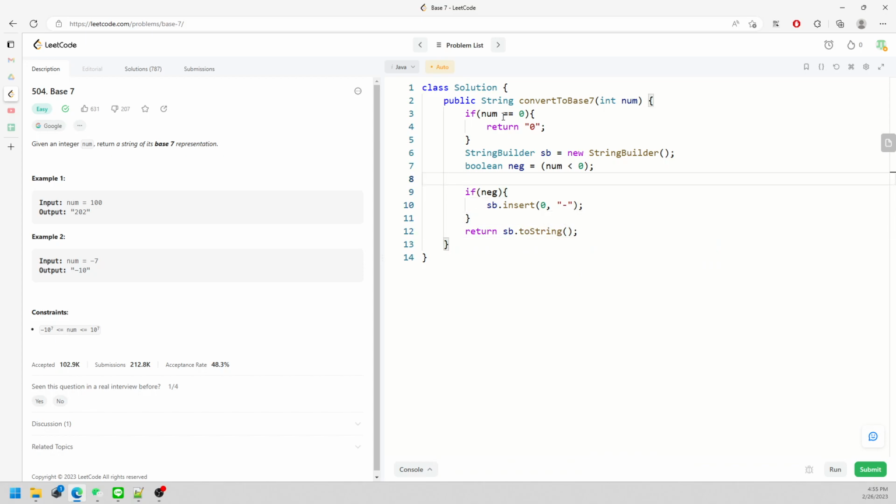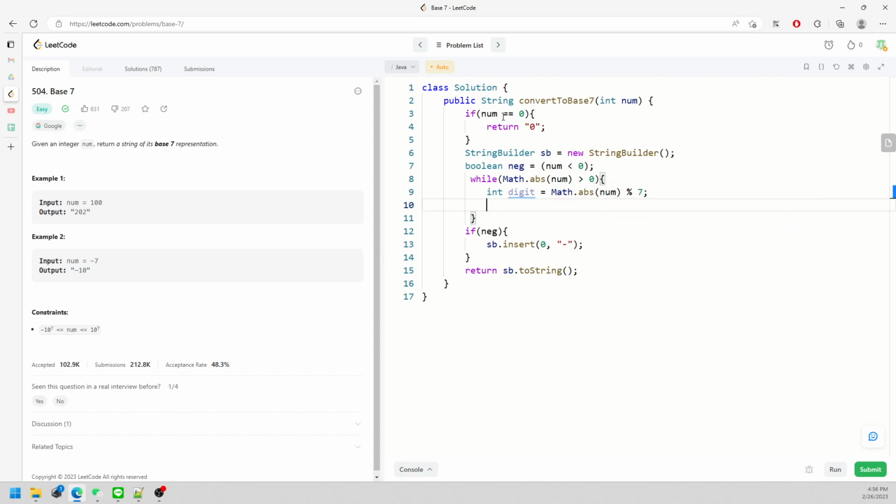So I have to traverse. While the num is greater than 0, but I didn't take the absolute value of num, right? So I have to say Math.abs num. Now I need to get a digit. So the digit is num mod by 7. And the best way to avoid some test cases is Math.abs num, to get an absolute positive integer number when you mod.